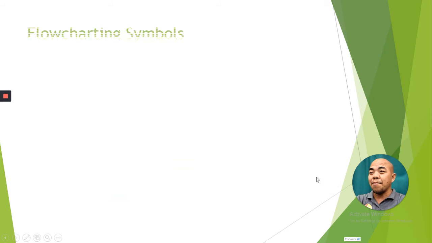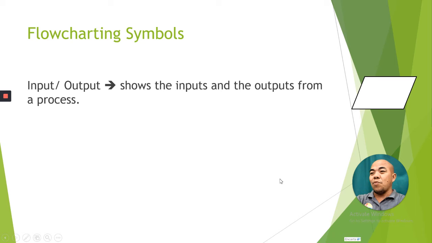Okay. Then we have here another symbol we call the input output. Input output shows the inputs and outputs from a process. You can use this symbol once you want to input something into the program, or once you're going to display something from your program. Okay? Example.